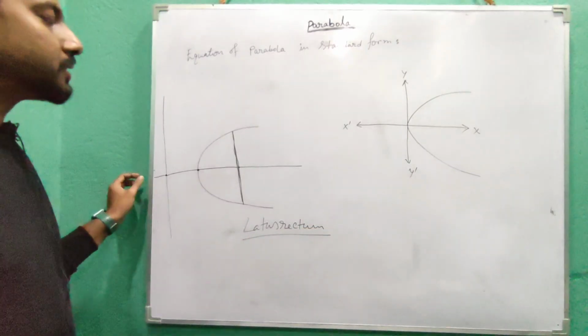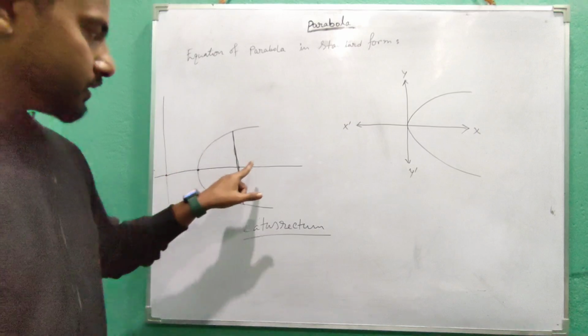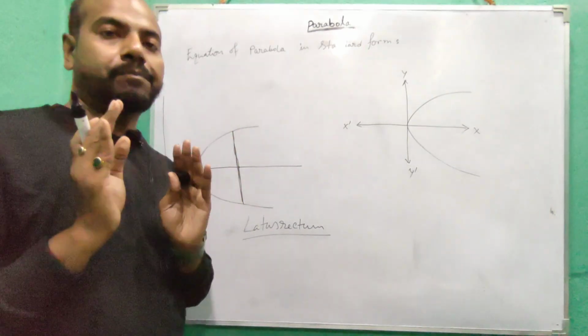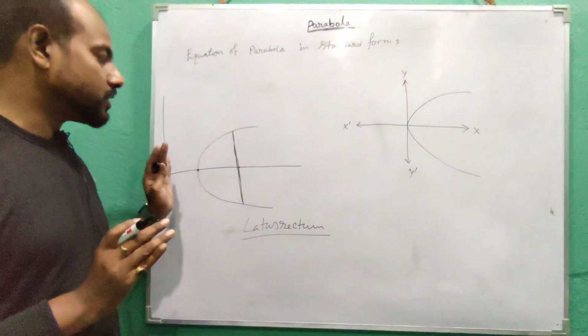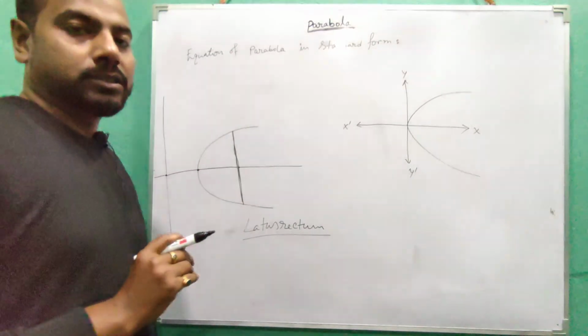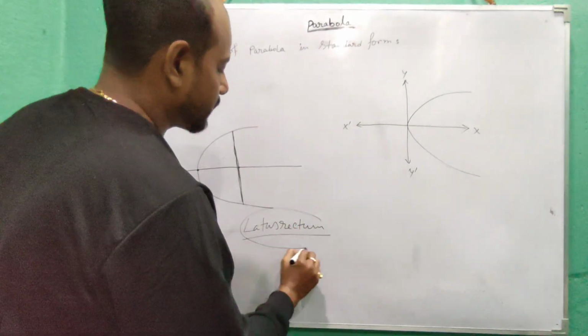Latus rectum is a chord which is perpendicular to the axis and passing through the point focus. The chord which is passing through the point focus and perpendicular on the axis is called latus rectum.